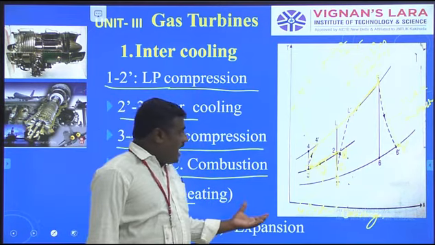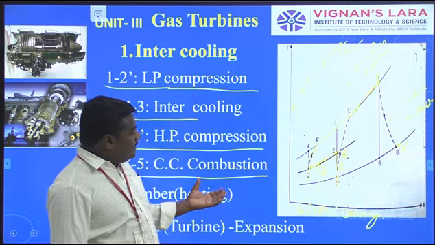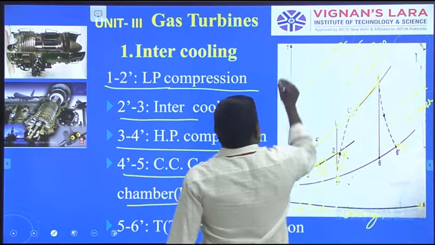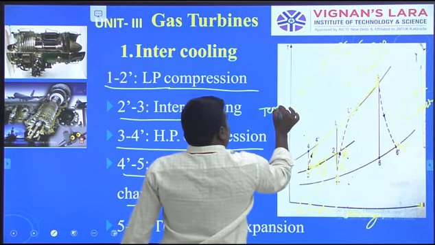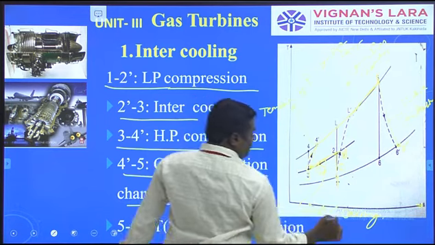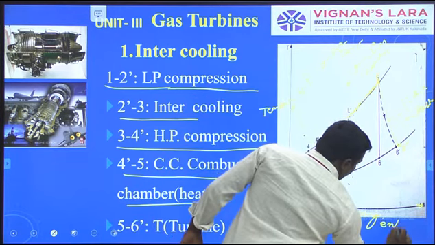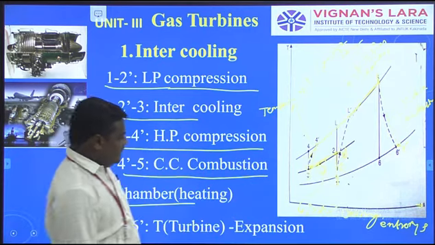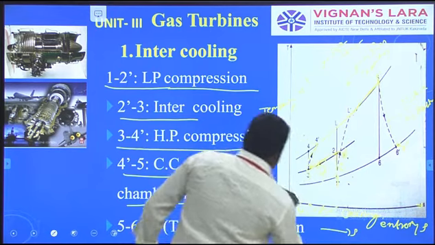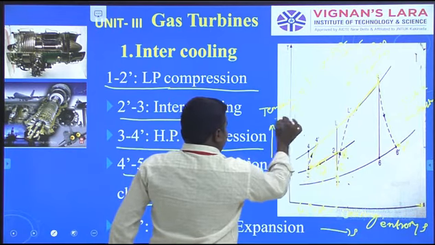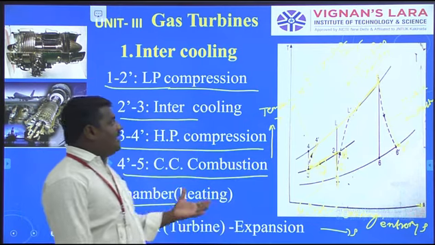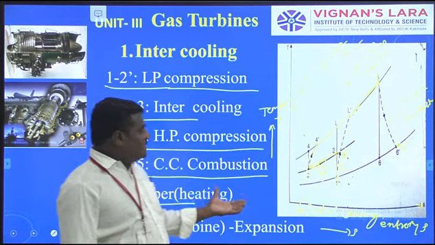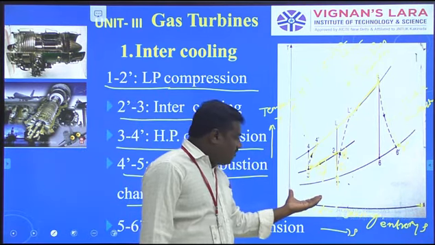This is the flow diagram of temperature and entropy. Entropy we can call S. In this, S is on one axis, and this one is temperature. So this is the PV, and this is the TS diagram for intercooling. These are all the processes that we have to see here.